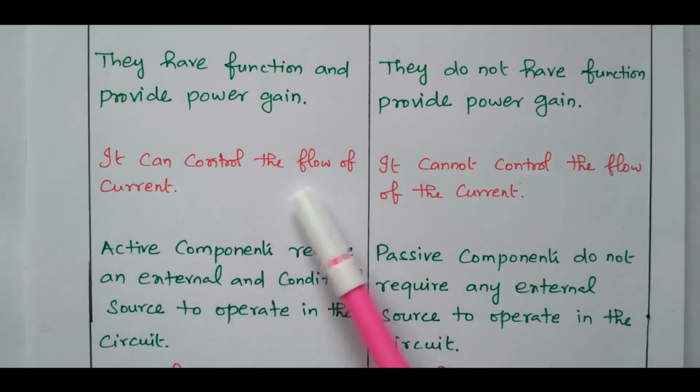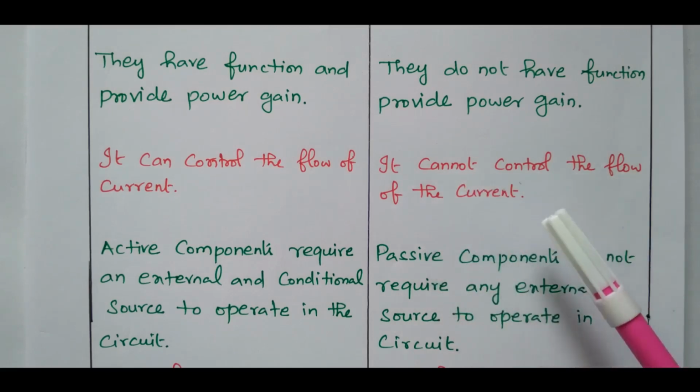Active components can control the flow of current. For example, an amplifier automatically controls the flow of current, but a passive component cannot control the flow of current. Right? It just absorbs or stores the energy.